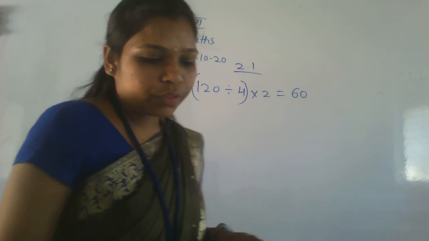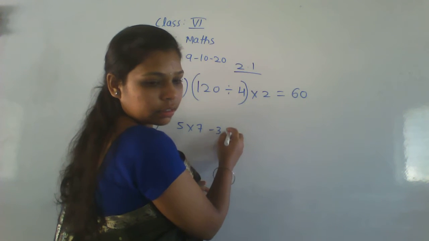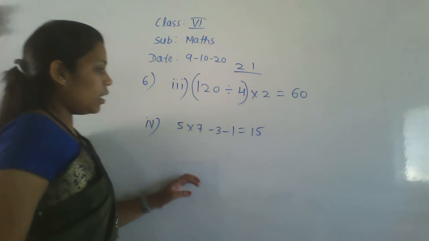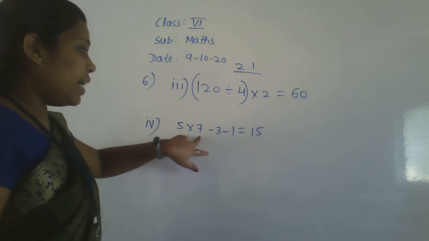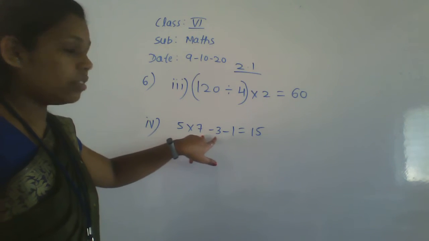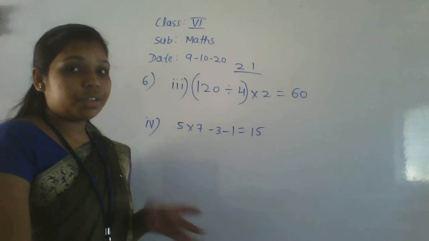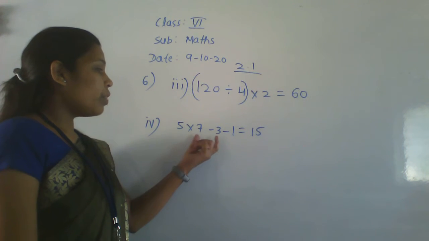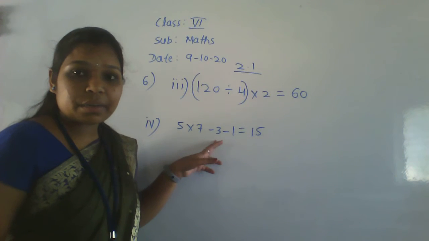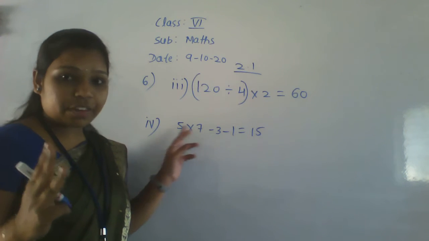Okay. So the next, fourth one, is 5 into 7 minus 3 minus 1, that is equal to 15. See here, 5 into 7 is 35. 35 minus 3 is 32. 32 minus 1, 31 we'll get. So it is wrong. So what do we have to do here? If you put a bracket for this 7 minus 3, 7 minus 3 is 4. 4 minus 1 is 3. 3 fives are 15.